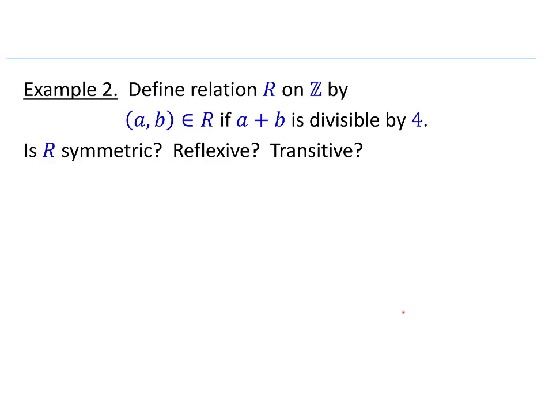Example 2. Define relation R on the integers by pair AB is in R if the sum A plus B is divisible by 4. So this looks pretty similar. The only difference between this and the previous relation was now we're adding the two elements. So what do you think? Is R symmetric, reflexive, transitive? Take a couple seconds and test each one. Answer yes or no and see what you think. Pause the video and then in a few minutes, start up when you're ready to check your work again.